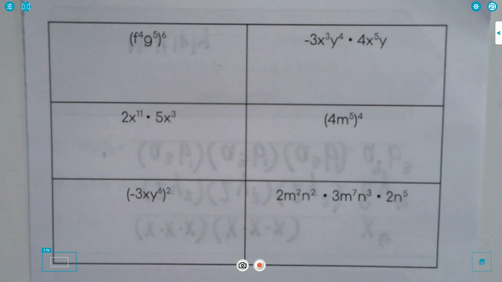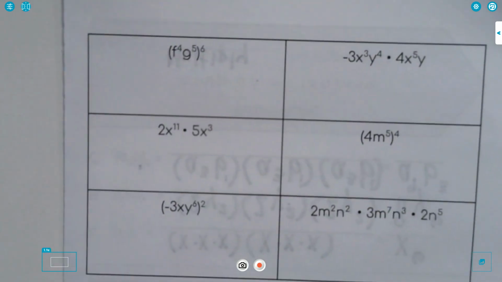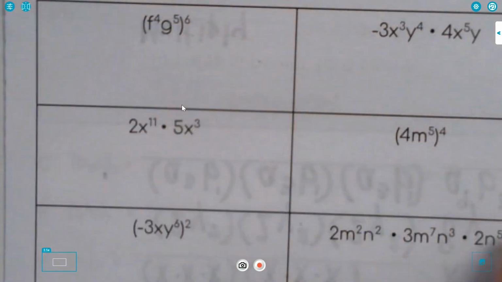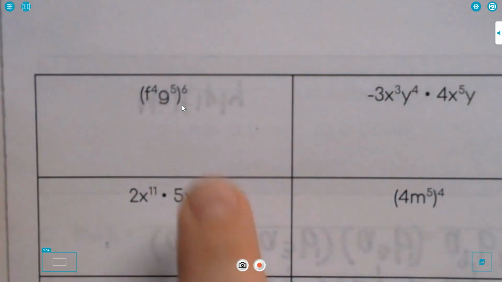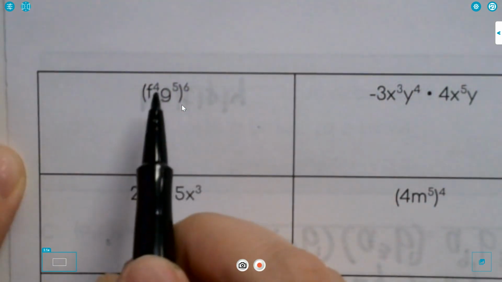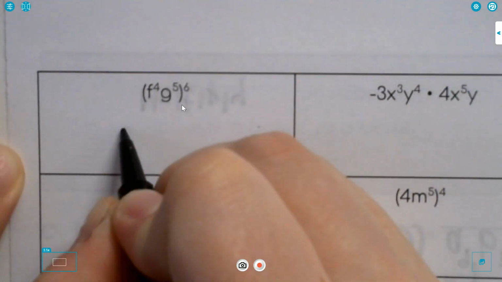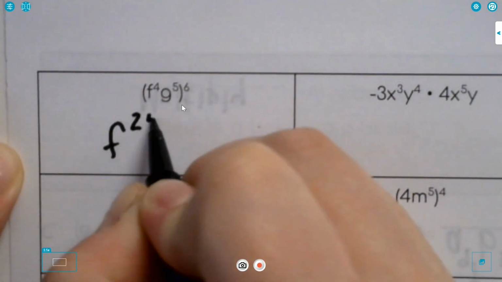Watch these examples. Okay, so we're going to have to pay attention to which rule we're going to be using today. We've got product and power. So what I look for is if I've got an exponent outside of parentheses, it's power. So this first one here, this is going to be a power rule. F to the 4th, g to the 5th, all to the 6th power. So what I'm going to do is I'm going to multiply, and I know they're tiny, that 4 times 6 together. I'm going to have f to the 24th power.